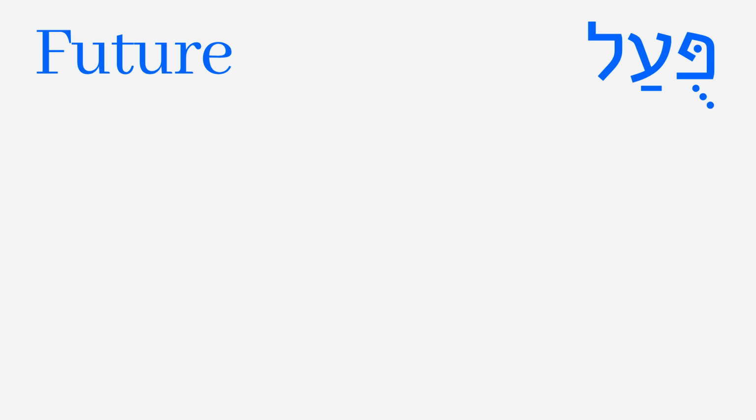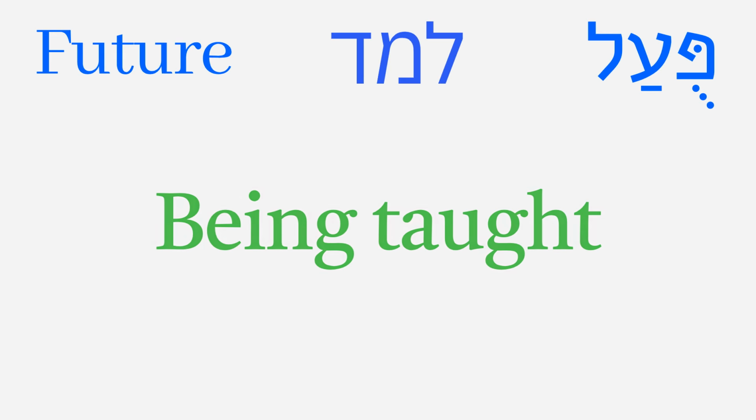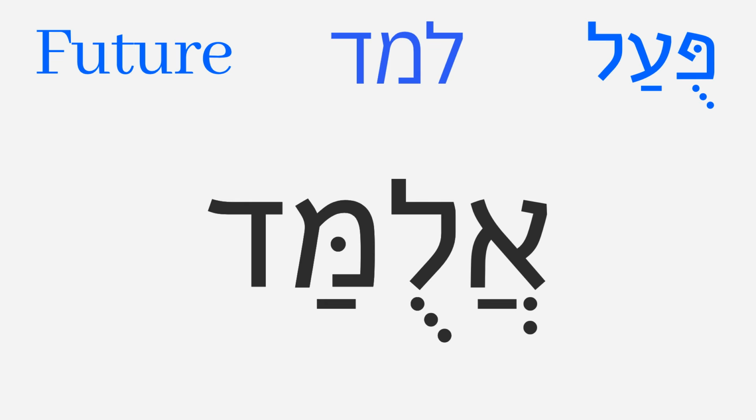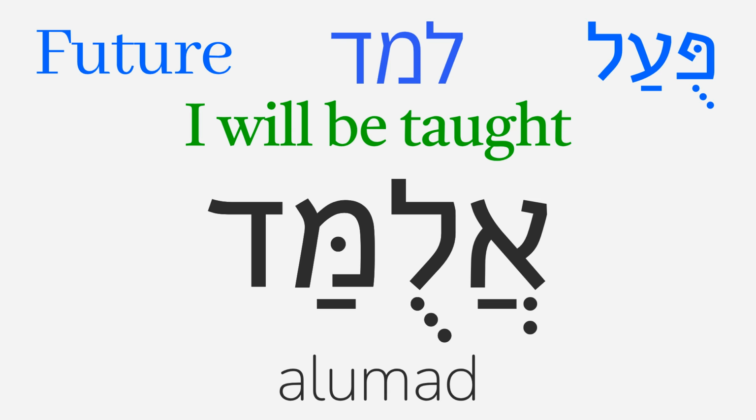And let's finally see how the Pual future tense is formed, with the root lamed mem dalet. In the Piel, this root has a meaning of teaching, so in the Pual, it has a meaning of being taught. In the future tense, the root letters will have the same vowels they do as in the Pual past tense: a kubutz, dagesh, and patach. Onto these root letters, we will add prefixes which will all have a shva, with the exception of aleph, which will have a patach shva instead. With this aleph prefix, we make alumad, which means I will be taught.